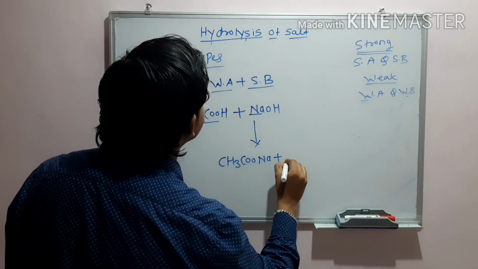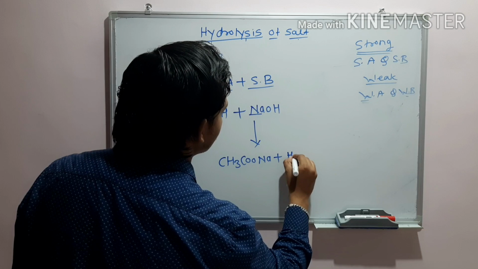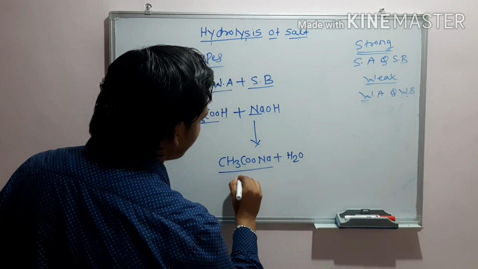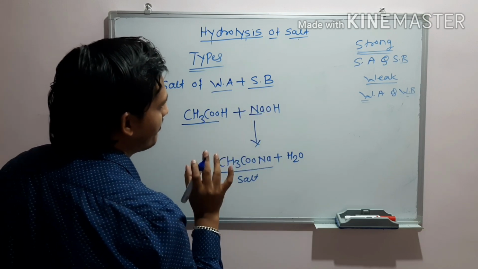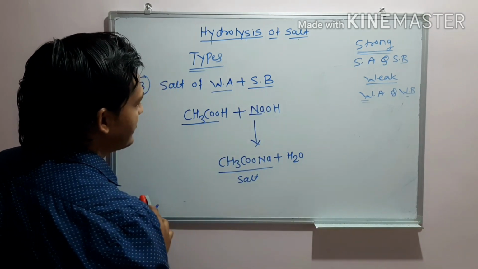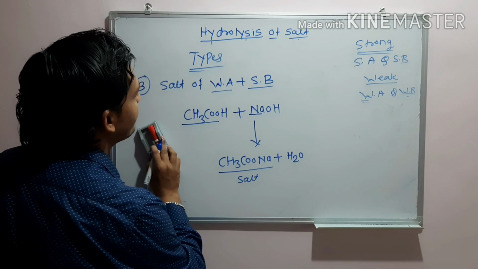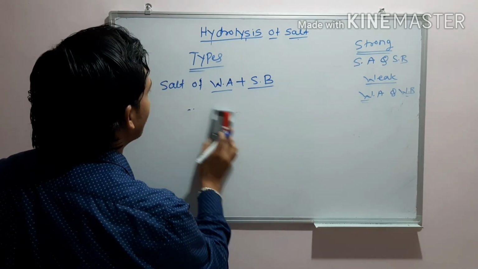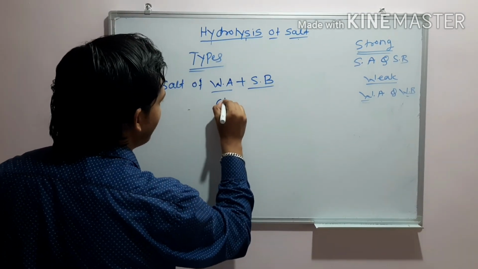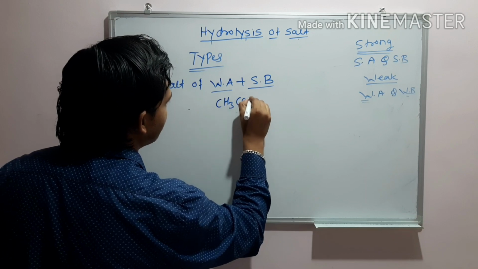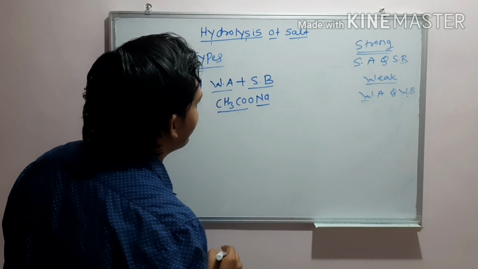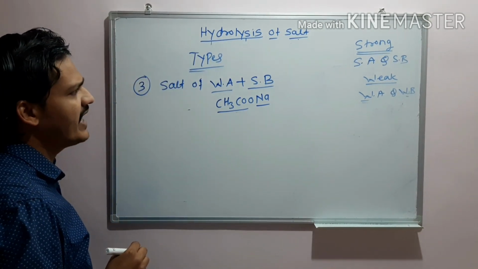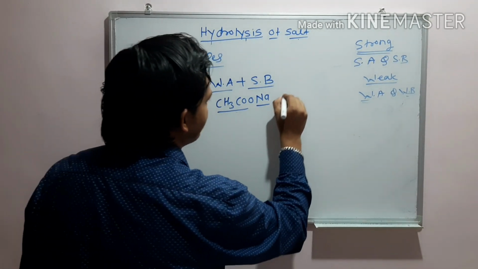CH3COONa plus H2O. Now this is our salt, which is formed by the combination of acid and base. These are the examples. This salt is the example for the salt of a weak acid and a strong base, that is CH3COONa, sodium acetate.